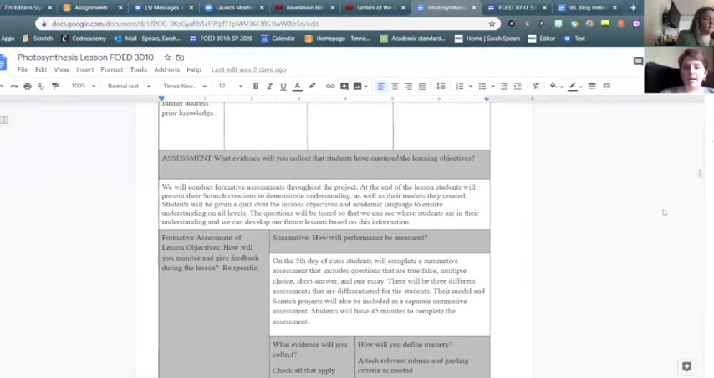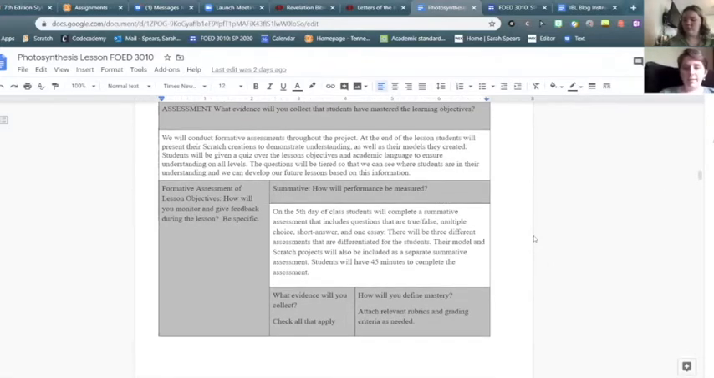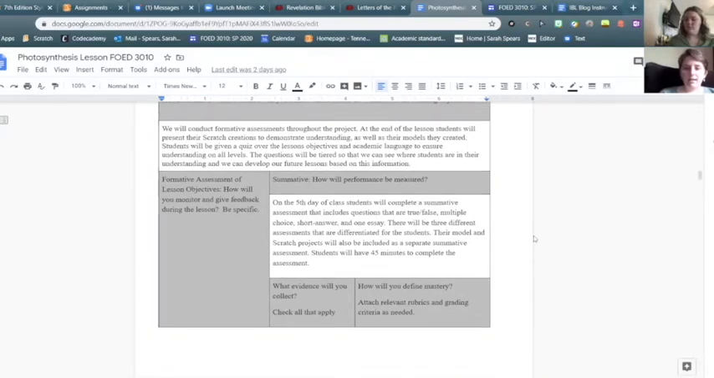We're going to end the week with a summative assessment, and this is going to be a test that's going to have true and false, multiple choice, short answer questions, and one essay question, because we also want to include our reading and writing standards in this as well. And we're also going to be grading them on their Scratch projects and the model that they designed.